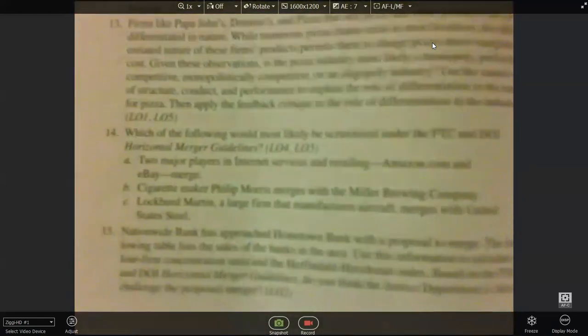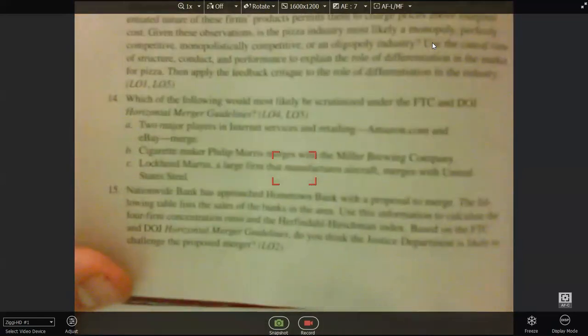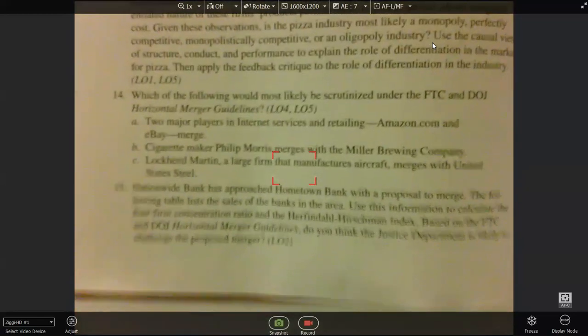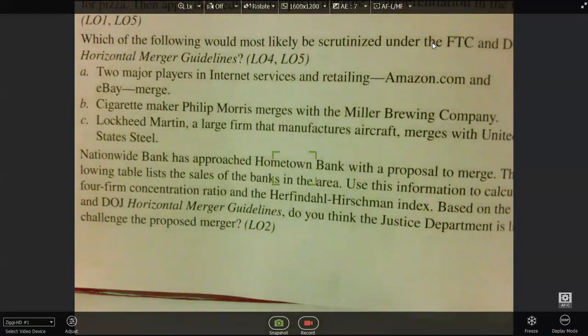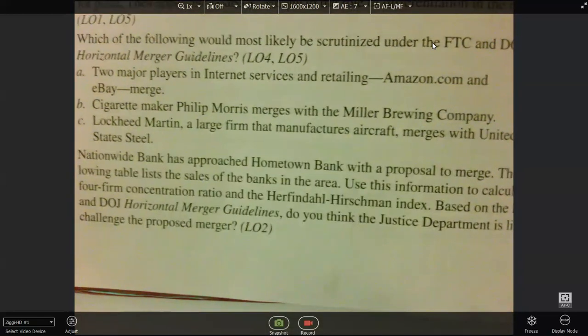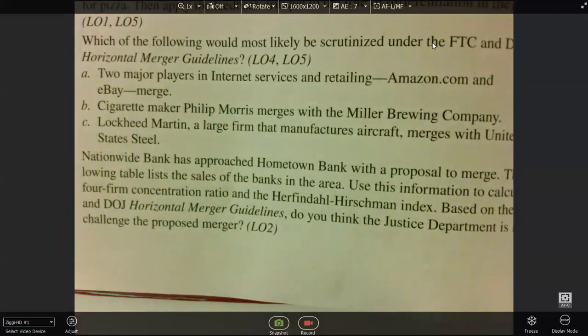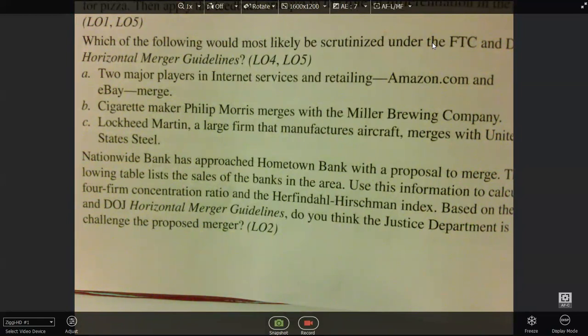So Nationwide Bank and Hometown Bank approached with a proposal to merge. The following table lists the sales of the banks in the area. Use the information to calculate the 4-firm concentration ratio and the Hirschman index. Based on this information and the horizontal merger guidelines, do you think the Justice Department would challenge the merger?